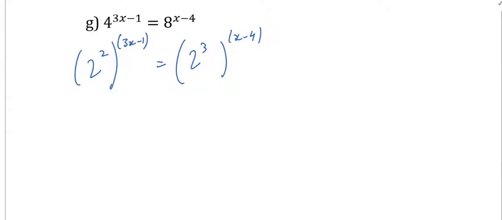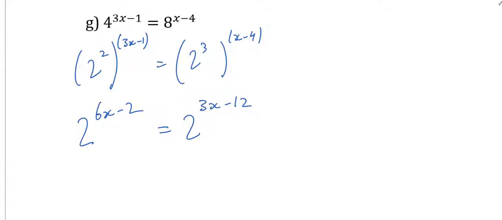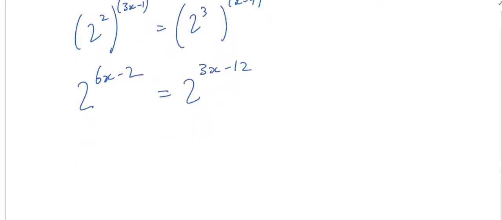Okay, and then I multiply the exponents on both sides. So I get 2 times 3x minus 1 is 6x minus 2. 3 times x minus 4 is 2 to the 3x minus 12. Now I've got both sides written as powers of 2. See how this works? Is it starting to come together and make sense? I hope so. Therefore, 6x minus 2 equals 3x minus 12.